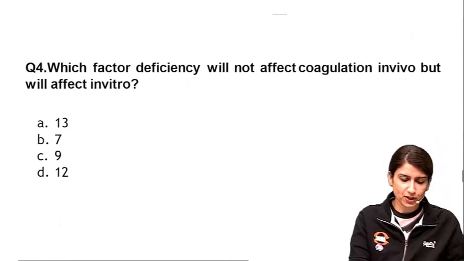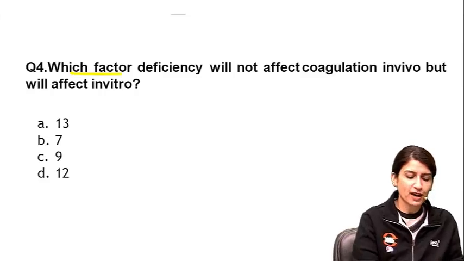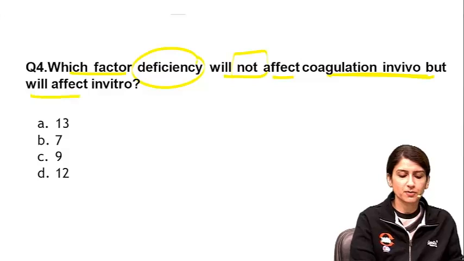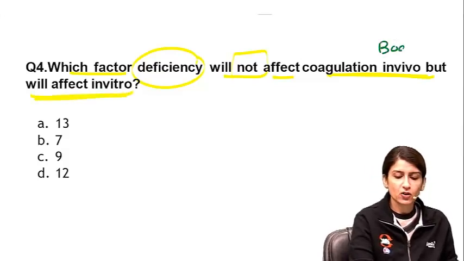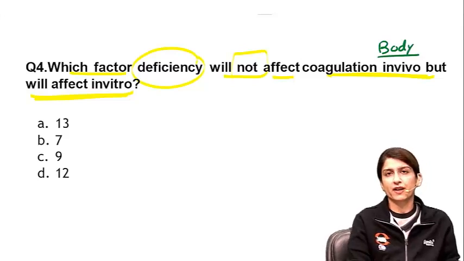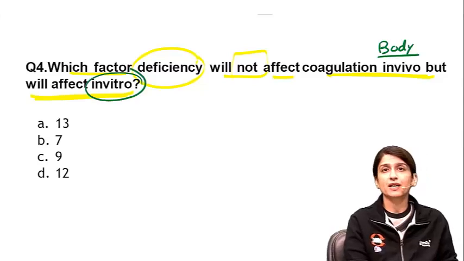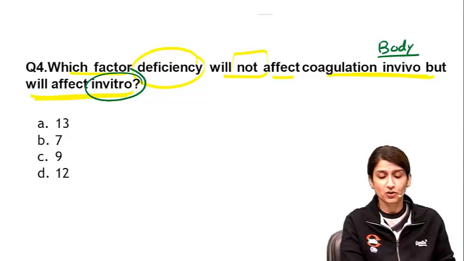With my next question. Again, a very easy, straightforward question. Which factor deficiency will not affect in vivo coagulation but affect in vitro? In vivo means body के अंदर coagulation pathway is not going to be affected अगर ये factor नहीं भी है, लेकिन हाँ laboratory में in vitro में coagulation is going to be affected. Which factor I am talking about?